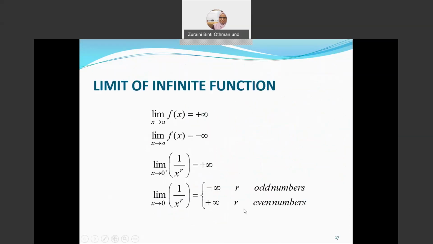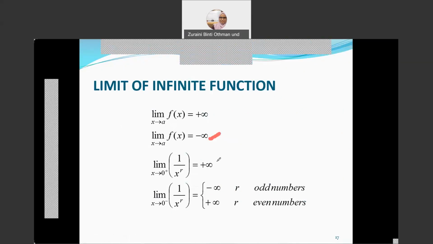Okay, limit of infinite function. What is the limit of infinite function? Maksudnya bila dia approaching to A, dia akan menuju ke positive infinity, dia akan menuju ke negative infinity, ataupun kita ada satu limit yang 1 over x, lepas tu dia akan menuju ke positive infinity, or we have 1 over x also, but it's from negative side, so it will become negative infinity if r is odd number, and it will become positive infinity if r is even number.